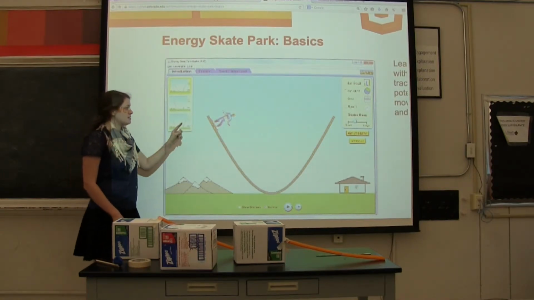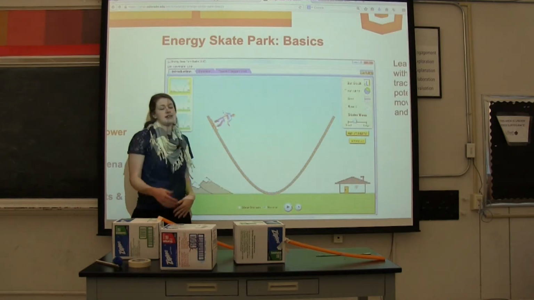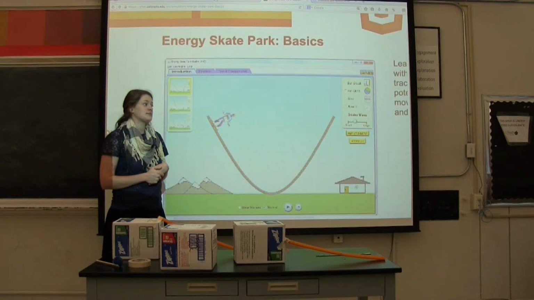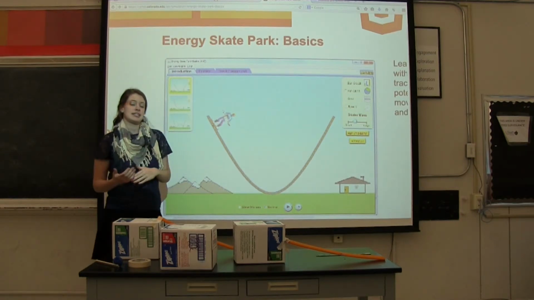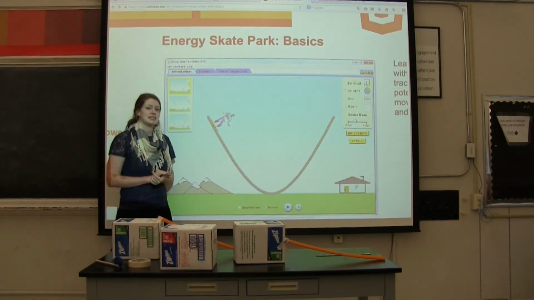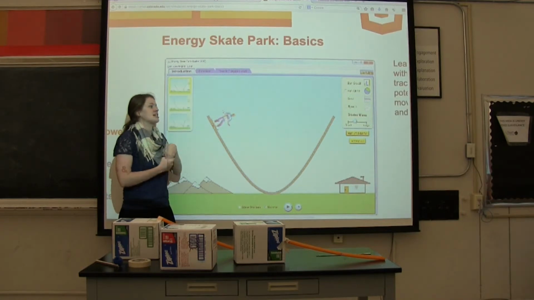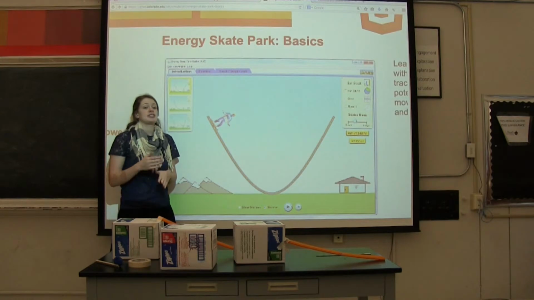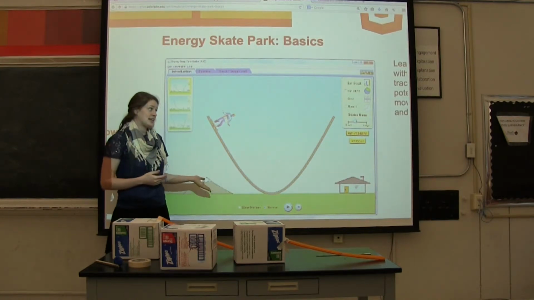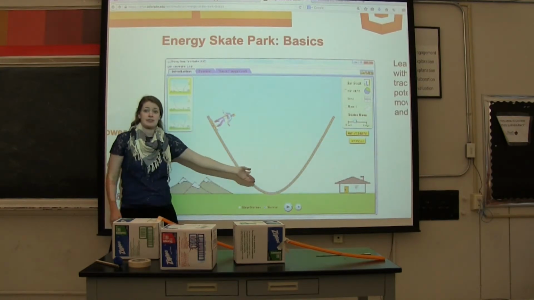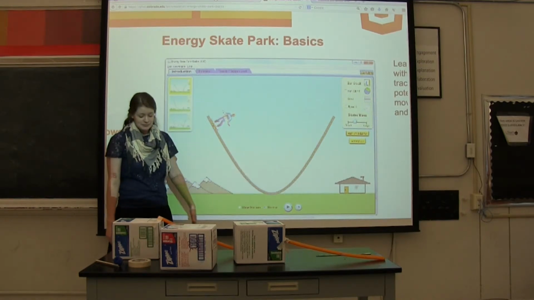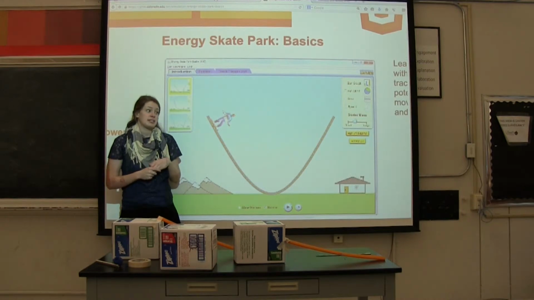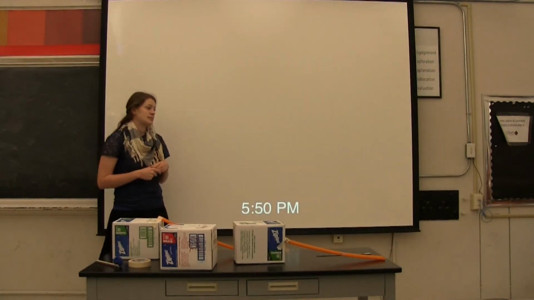So when potential energy went down, what went up? The speed. The speed, which means what type of energy increased as potential energy decreased? Kinetic. Kinetic energy. So potential energy actually transformed into kinetic energy as you rolled down the skate ramp. Okay, so when it does that, it's an energy transformation. And that's one of our vocabulary words.